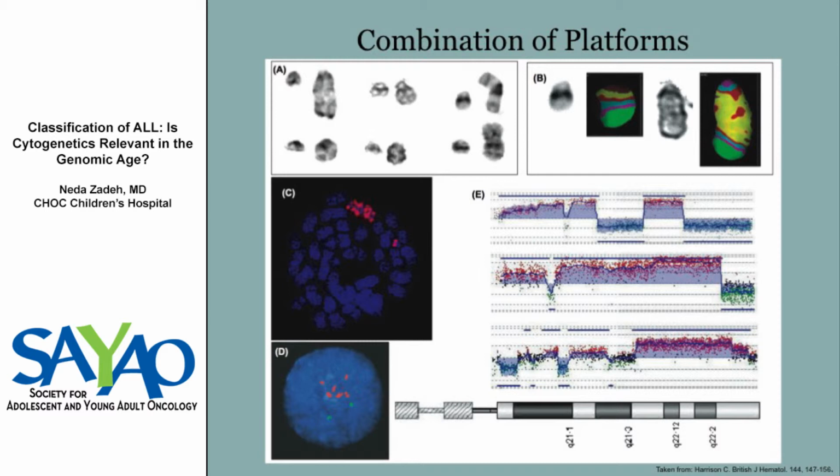In picture B, there are G-banding and M-banding partial karyotypes, with the normal chromosome 21 here on the left and the abnormal chromosome 21 here on the right.